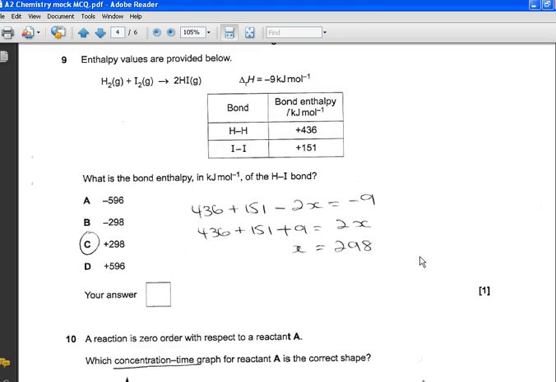Number 9, you're given some enthalpy values. You're looking for the bond enthalpy of the HI bond here. Okay, so you've got these two. So these two added together minus 2 of these will give you the delta H value. Because when you're using average bond enthalpies, remember it's the sum of the reactants minus the sum of the products. So the first two minus the products, which we don't know, and obviously we just rearrange for X.